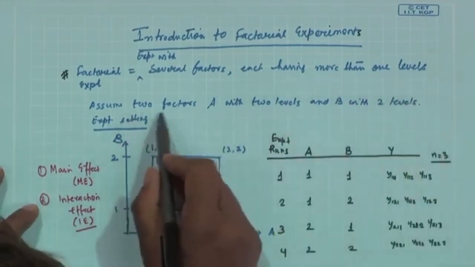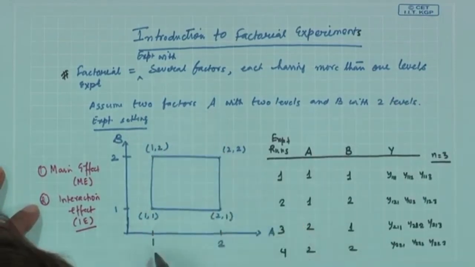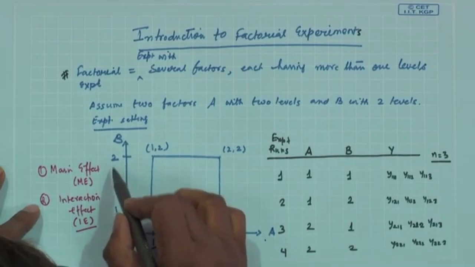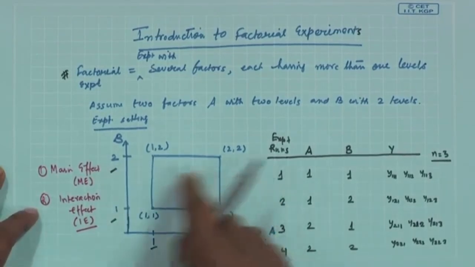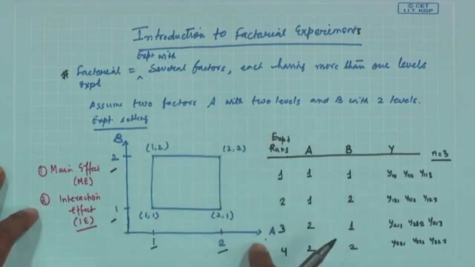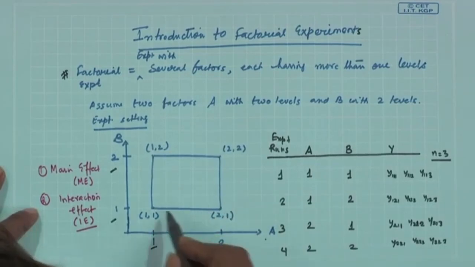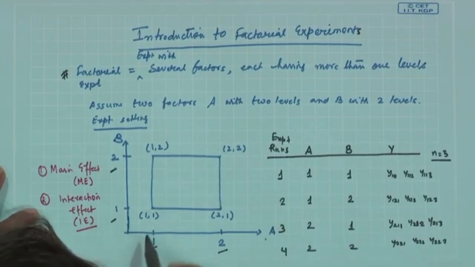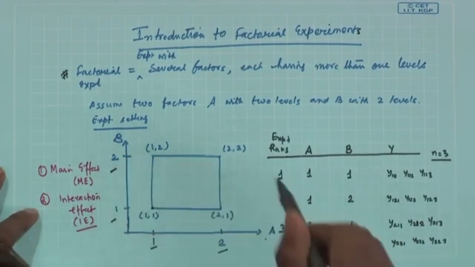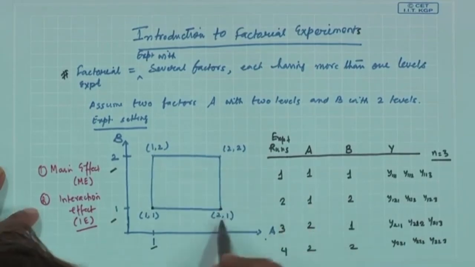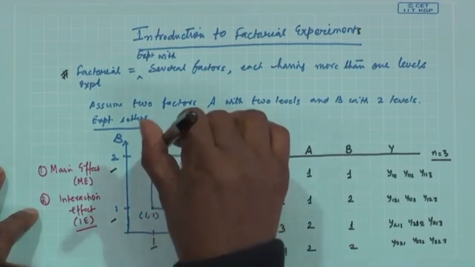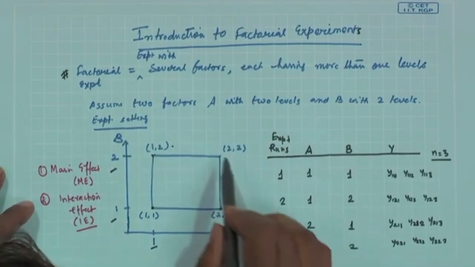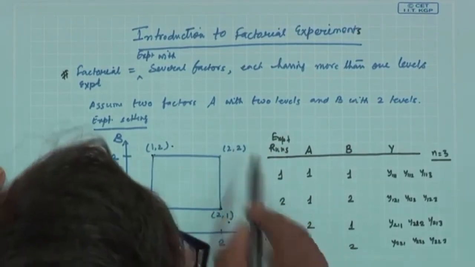For example, assume there are two factors A and B, A with two levels and B with two levels. Pictorially we can represent it like this: factor A with level 1 and level 2, factor B level 1 and level 2. So this is a factorial design with two factors, and in this case you have four independent experimental settings. One is factor A at level 1, B at level 1, that is 1 1; factor A at level 2, B at level 1, that is 2 1; factor A at level 1, B at level 2, that is 1 2; and then factor A and B both at level 2, that is 2 2.